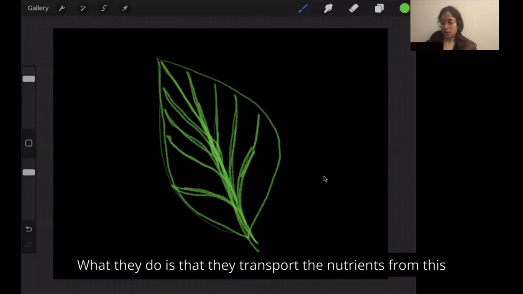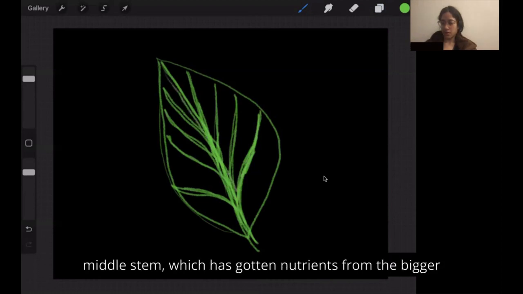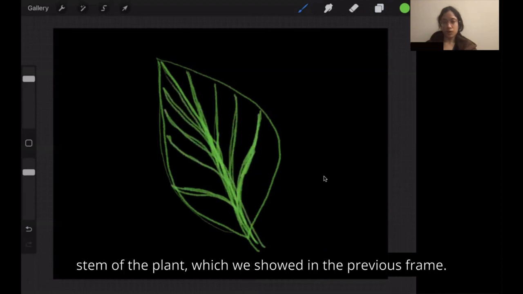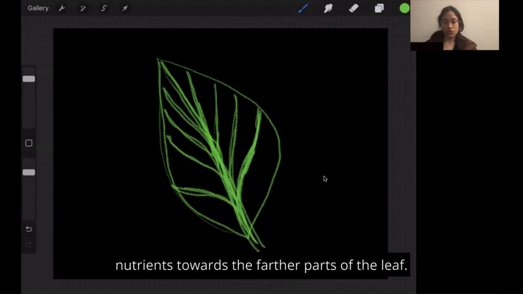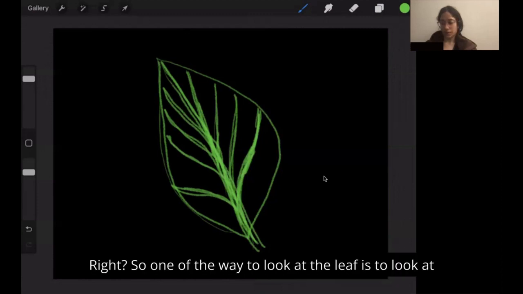What they do is that they transport the nutrients from this middle stem, which has gotten nutrients from the bigger stem of the plant, which we showed in the previous frame. And these spinelets then distribute those nutrients towards the farther parts of the leaf, right?